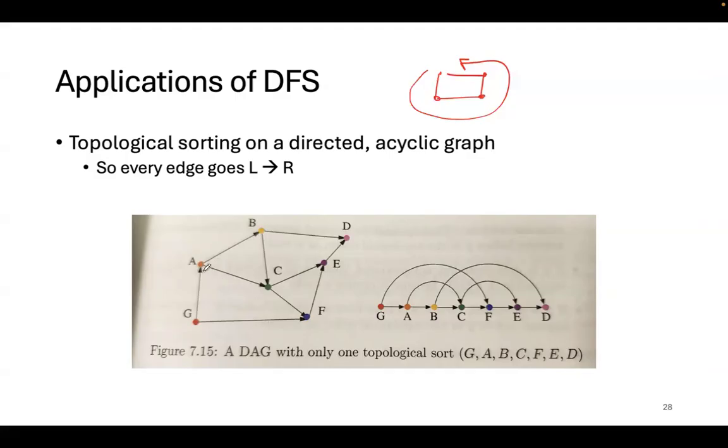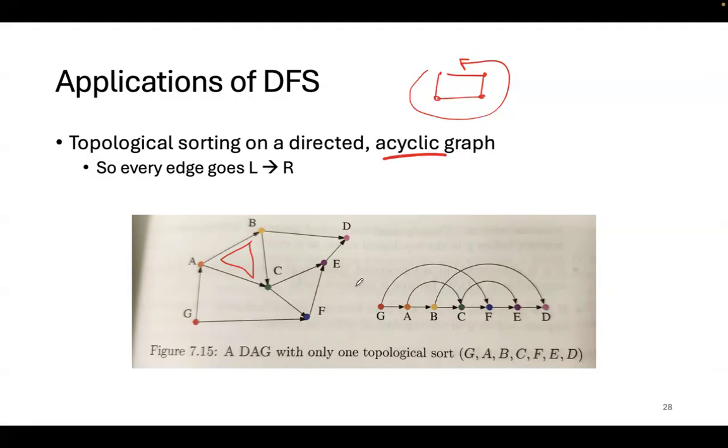So even though in this graph it looks like there are cycles, like there's a triangle here, if you follow the arrows, it's not actually possible to start from one place and go around and get back to where you started. So there are, in fact, no cycles in this graph.